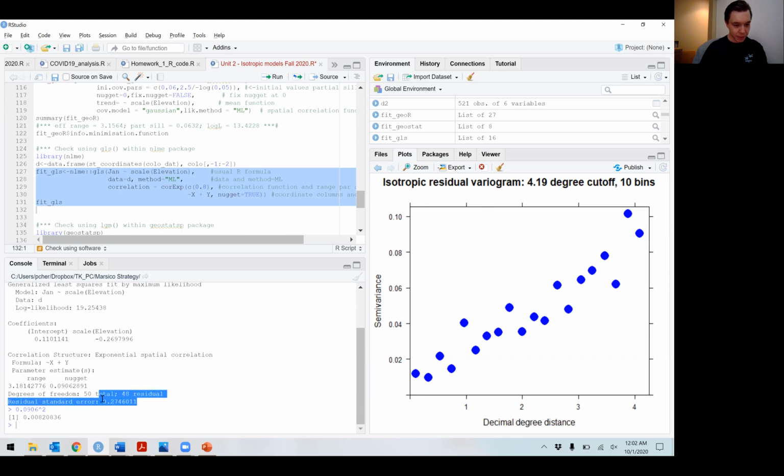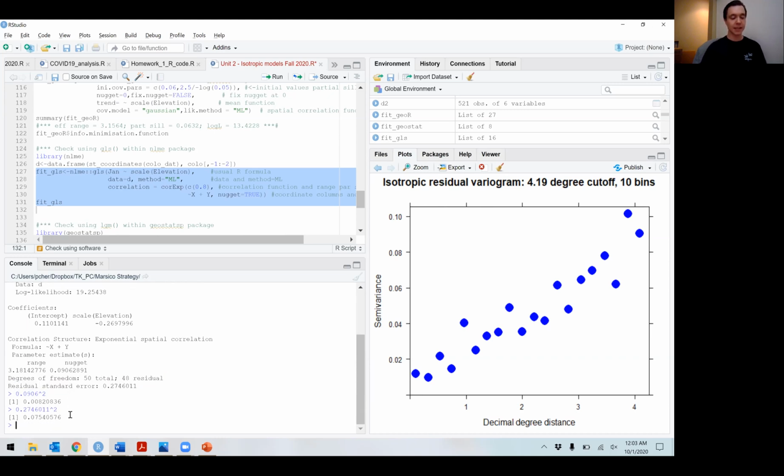If I take this value right here and I square it, it gets me down to what I believe to be a lot more like the partial sill or the sill. I believe this is the sill. I believe what the GLS estimates is the total residual standard error, which is the total variance. So this is the sill, and that makes this the sill standard deviation.